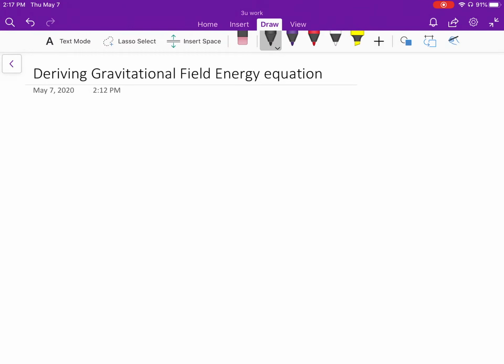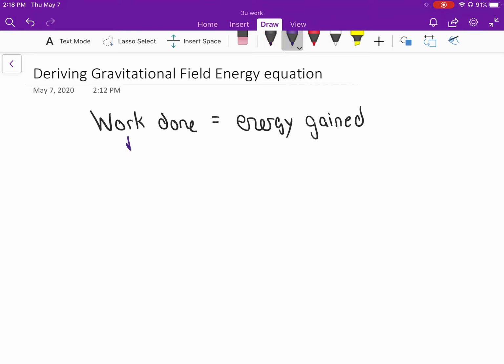Sometimes it's called the work energy theorem, but the basic principle that I've written up, and it's been in the note a few times, is that the work done on an object is equal to the energy gained. We don't really have any equations for energy yet, but we know work. Work is always F d cos the angle between them. So if we're talking about the energy to lift something, we can say that F d cosine the angle is equal to the energy to lift.